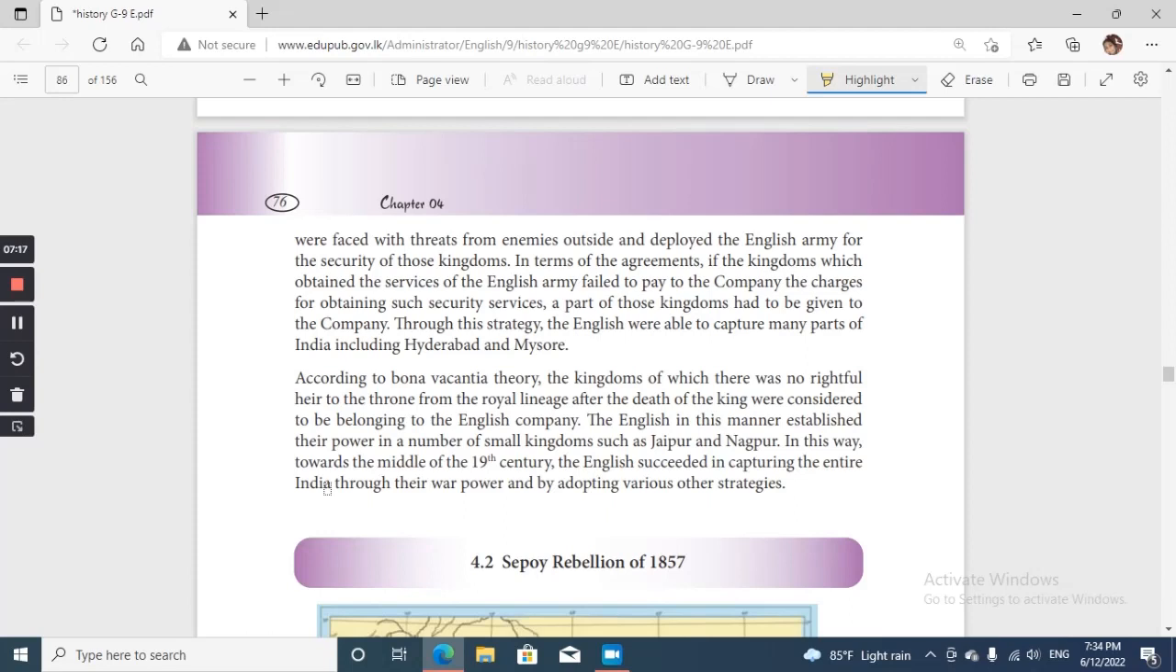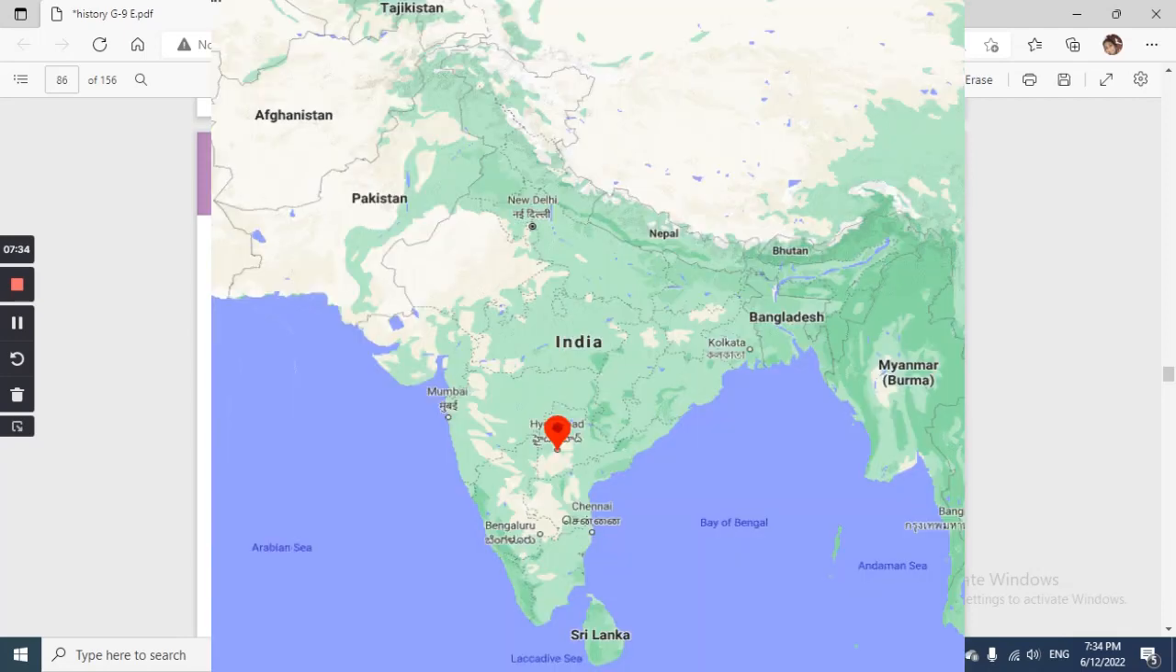That's the main idea of them, not to give security, but to take the kingdoms into their hands. They're not thinking about others, the English mainly. So through these strategies, the English were able to capture Hyderabad and Mysore. You can see these two cities in the map here.